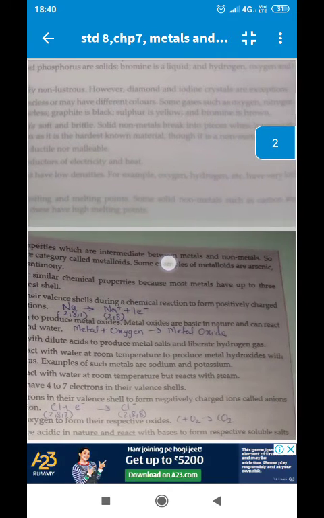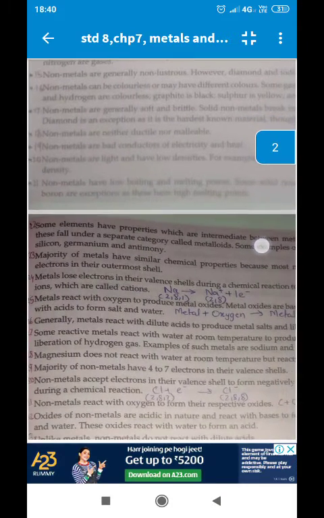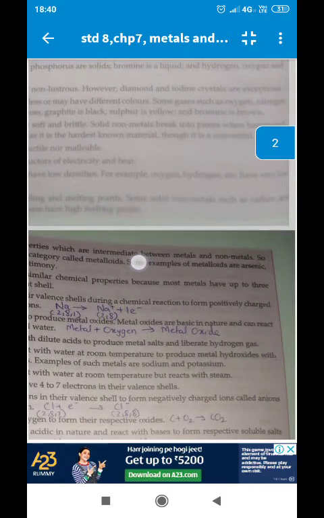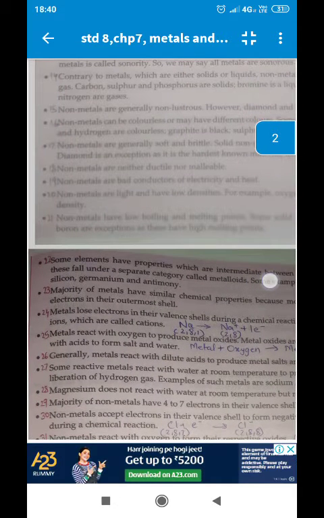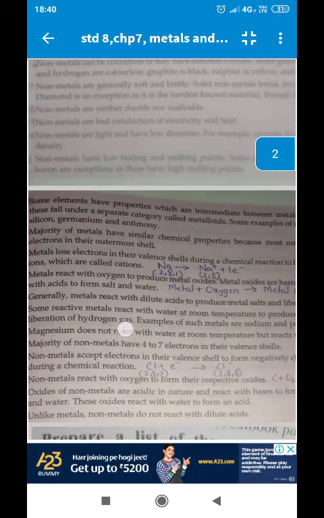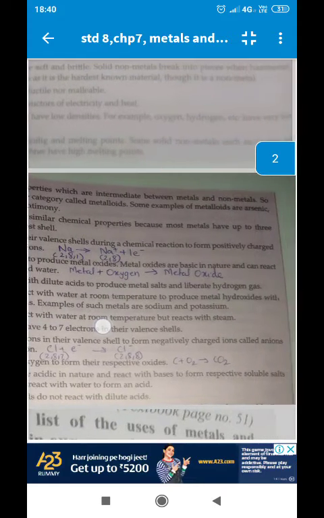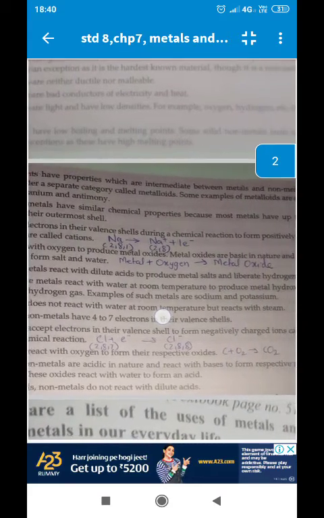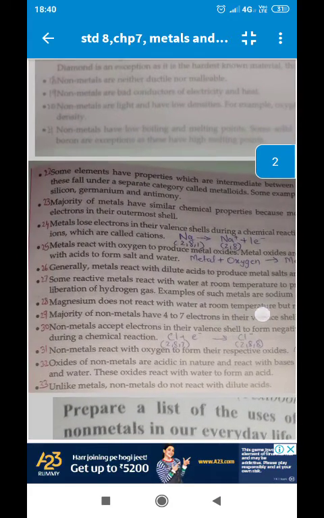Nonmetals are light and have low densities. For example, oxygen, nitrogen, etc. have very low density. Nonmetals have low melting and boiling points. Some solid nonmetals such as carbon and boron are exceptions, as they have high melting points. Some elements have properties intermediate between metals and nonmetals. These fall under a separate category called metalloids. Some examples of metalloids are arsenic, silicon, germanium, and antimony.